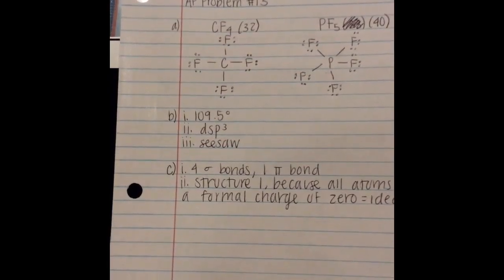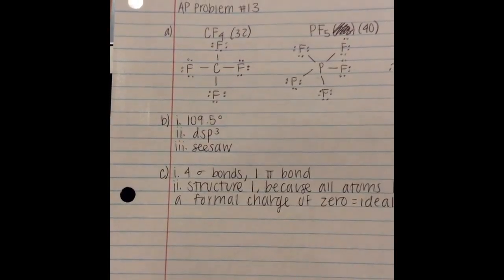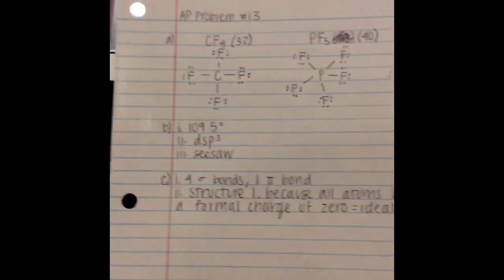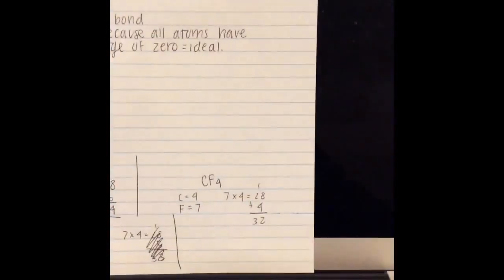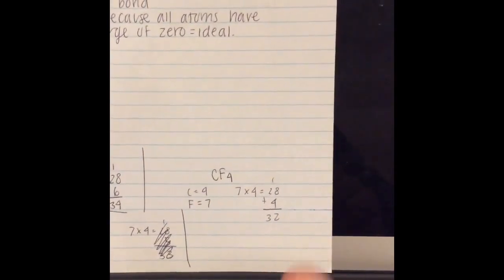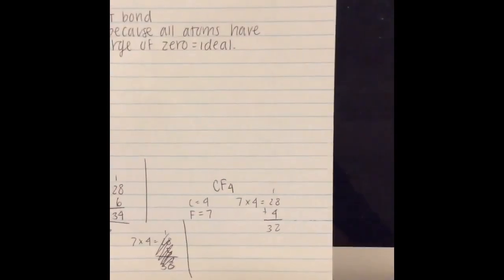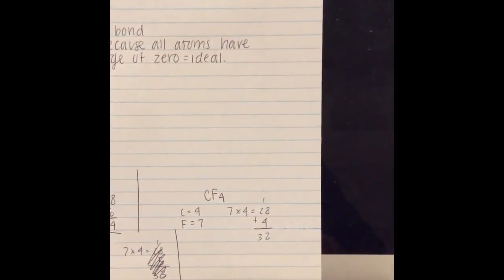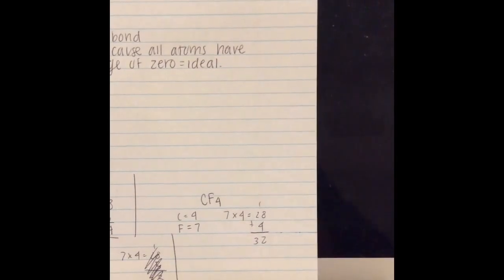So for A, the total electrons needed was 32, and so I drew carbon with 4 single bonds with fluorine attached at the end with their 3 lone pairs, and when I counted it up, it added up to 32. And how you do this is to make sure you have the correct amount of electrons. Carbon has 4 valence electrons, fluorine has 7 valence electrons, so you do 7 times 4 because there's a 4 represented by F4, and you get 28 plus the 4 carbon valence electrons is 32.